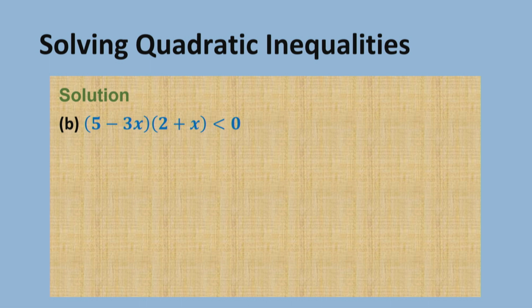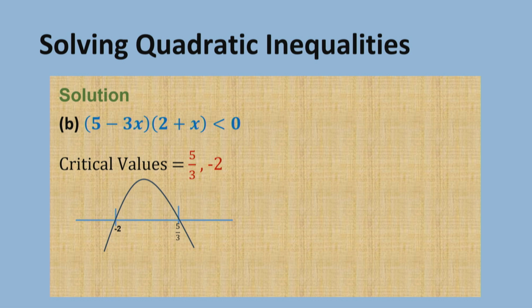Let's try another one. Now we have (5 - 3x)(2 + x) which is less than 0. So the critical values will be 5 over 3 and negative 2. We use the number line. So the first one will be negative 2 and the second one is 5 over 3. Now just be careful over here. Remember we did minimum and maximum? Well, here we have a maximum curve, so that's a maximum.